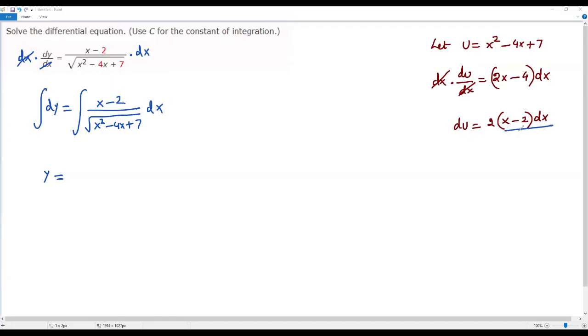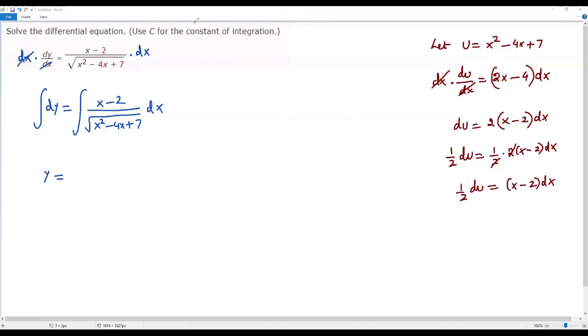So here we have x minus 2 times dx, but along with that we have 2 multiplied. Since we have only x minus 2 times dx over here, we have to get rid of this 2. For that, I have to multiply both sides by 1 over 2. Let me do it: 1 over 2 times du equals 1 over 2 times 2 times x minus 2 times dx. Because my aim is to get rid of this 2 which is multiplied over here, I multiply both sides by 1 over 2. This 2 will cancel out. I'm getting 1 over 2 times du equals x minus 2 times dx.